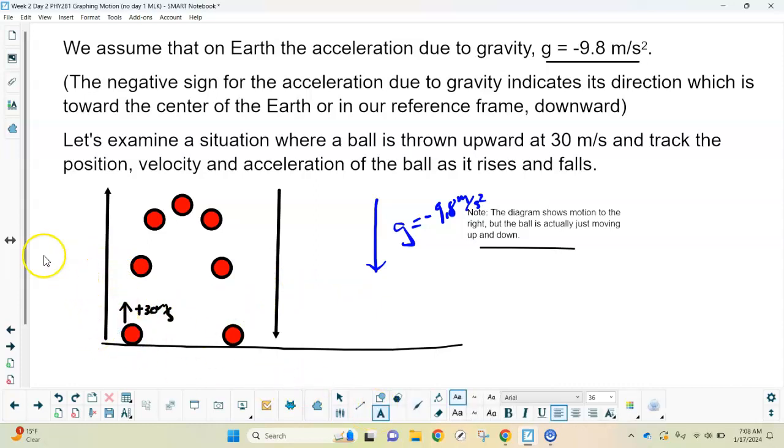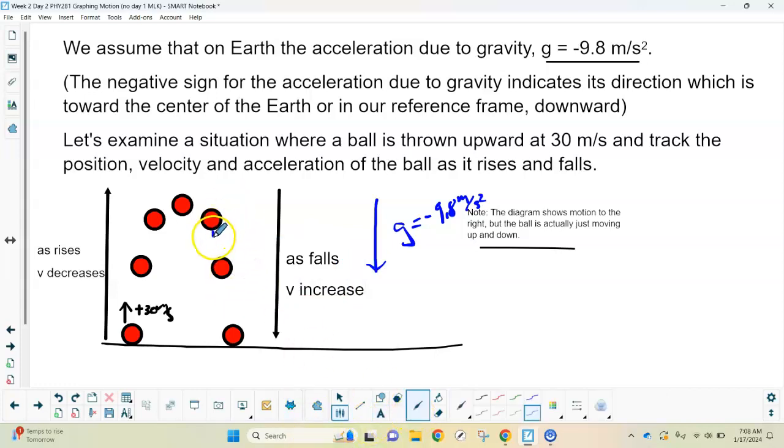So as the ball moves up, as it rises, velocity decreases. That's what should be happening as the ball rises. And then on the way back down, as it falls, the velocity is going to increase because you have a negative direction for the velocity. I have a negative velocity going this way, and a negative acceleration, so they're going to increase. If I draw these arrows going up, the arrow is getting smaller on the way up until it reaches the highest point.